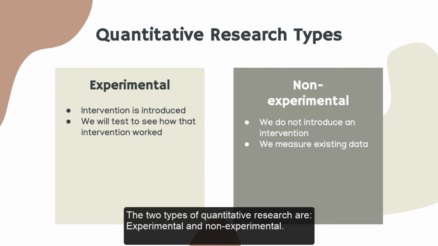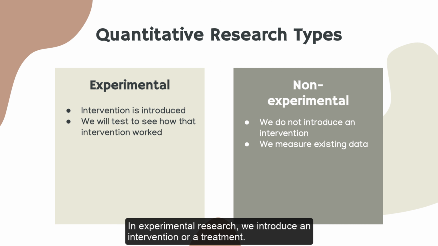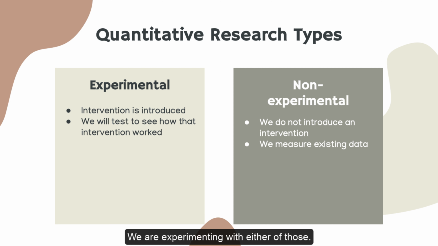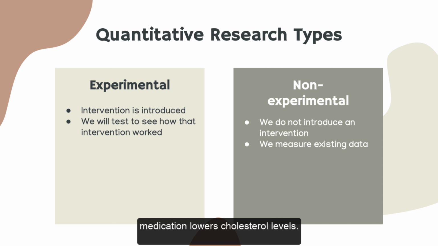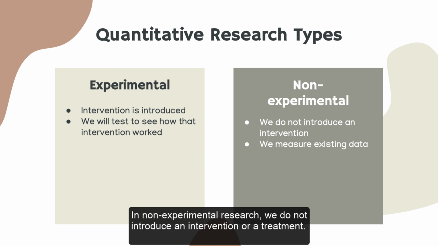The two types of quantitative research are experimental and non-experimental. In experimental research, we introduce an intervention or a treatment. We're experimenting with either of those. For example, perhaps we want to measure how well a new cholesterol medication lowers cholesterol. Now, in non-experimental research, we do not introduce an intervention or a treatment.